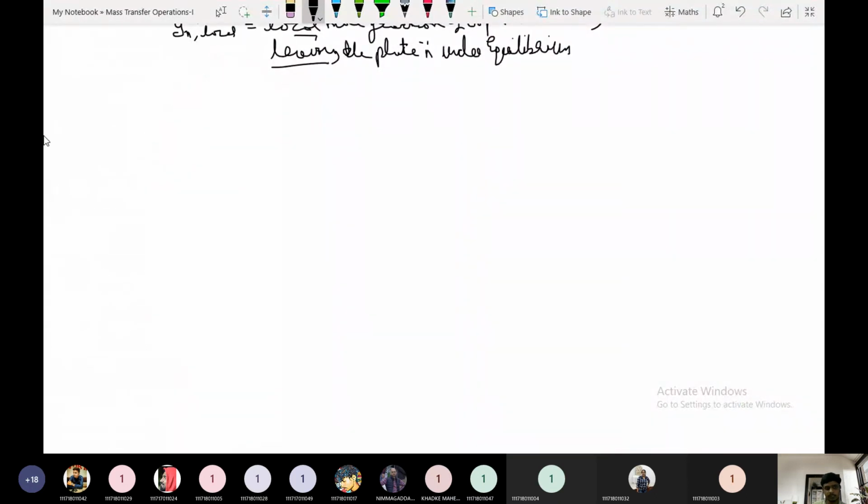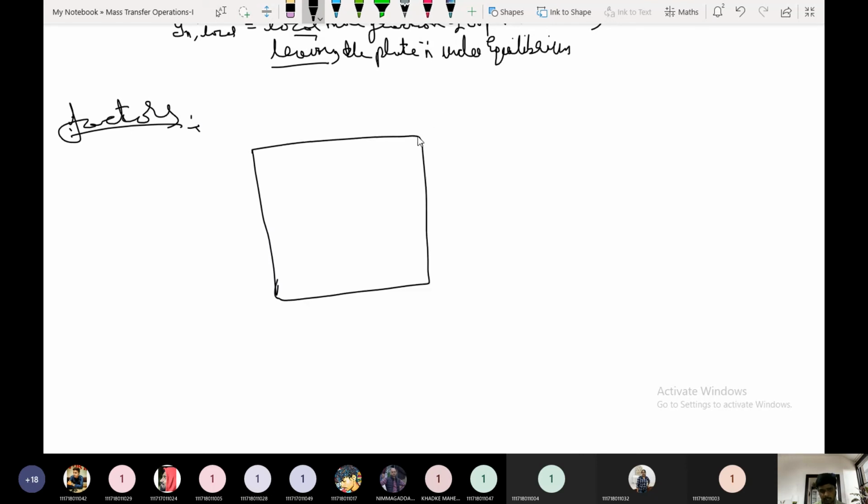So the operating conditions, factors influencing the plate efficiency. For example, if you see this through the graphical procedure, in this one, diagonal is there, equilibrium is there. Roughly I'm drawing. So this one is X and Y. The first is the feed conditions.